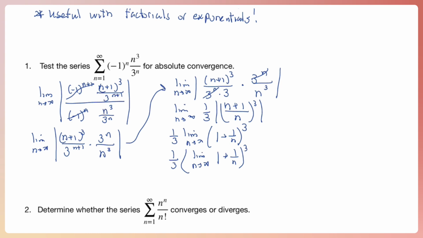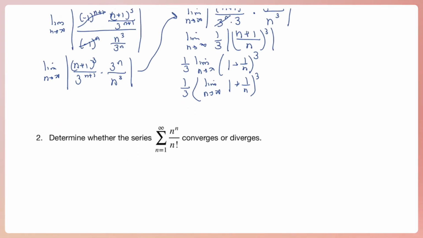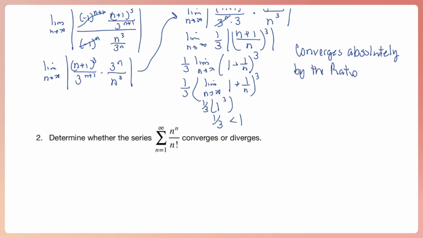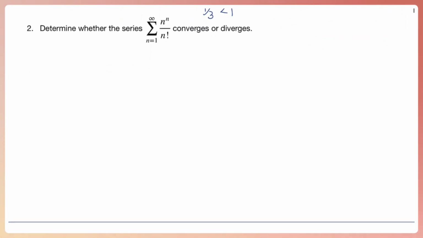And then we know the limit as n goes to infinity of 1 is 1. The limit as n goes to infinity of 1 over n is 0. So that leaves us with 1. So I have 1/3 times 1 cubed, which is just 1/3. 1/3 is less than 1. And by our ratio test, we can conclude that this converges absolutely, because we had a limit value less than 1 for that ratio.